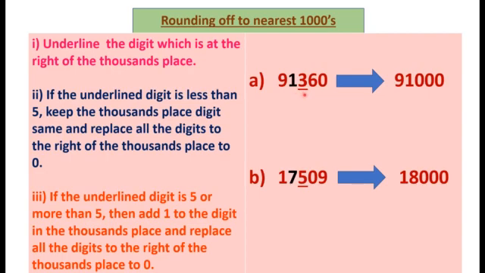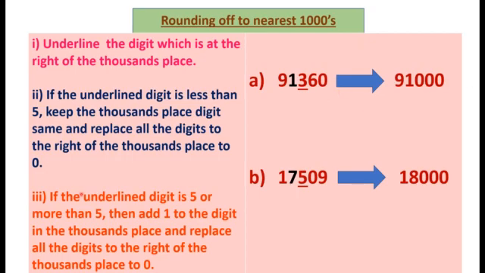So we have underlined. Okay, now again we have to check whether the underlined digit is less than 5 or 5 or more than 5. Okay, so we find here 3 is less than 5. So what we have to do, we have to replace all the right hand side digits which are at the right hand of the thousands place digit. Okay, so we have to turn it all to 0. So 3, 6 and 0 we have to replace it by 0. Okay, so you can see here 91,000 is our rounded off number.